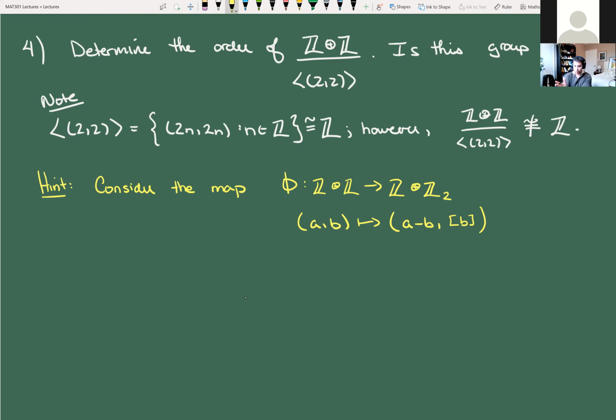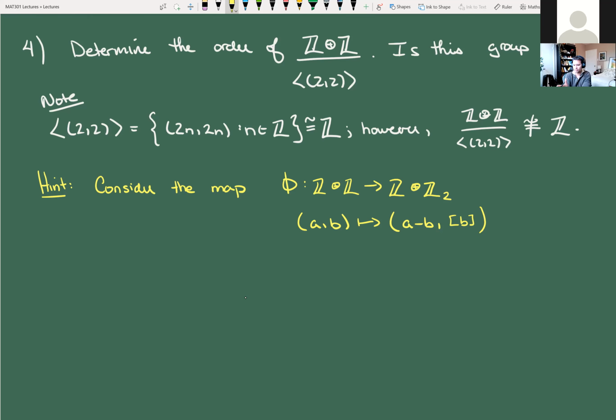Now I want to map to Z plus Z2. In the first component, we're going to do the same thing that we just did. We're going to take the difference between A and B. We already know that that's a homomorphism. And in the second component, I just want to take the equivalence class of B in Z2. So keep in mind that's Z cross Z2.